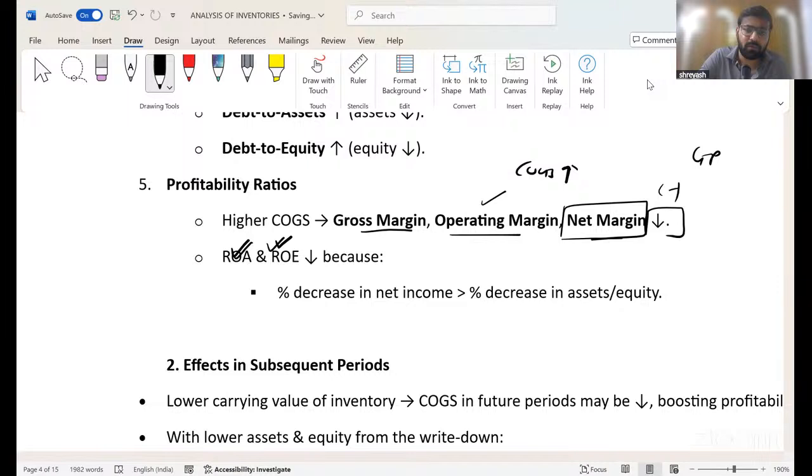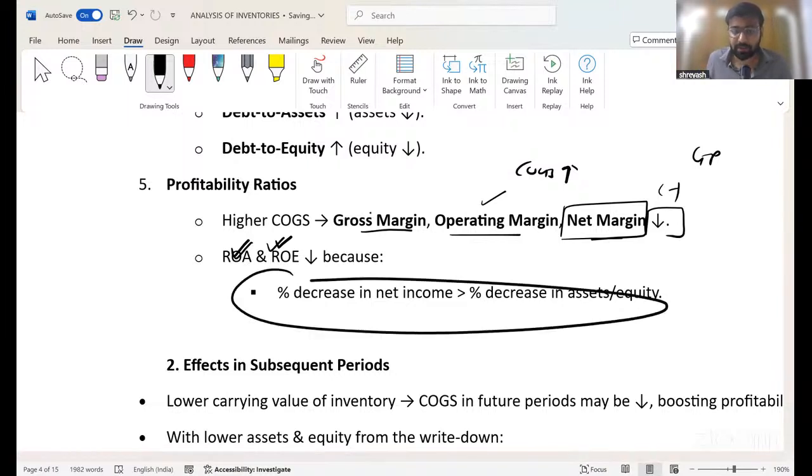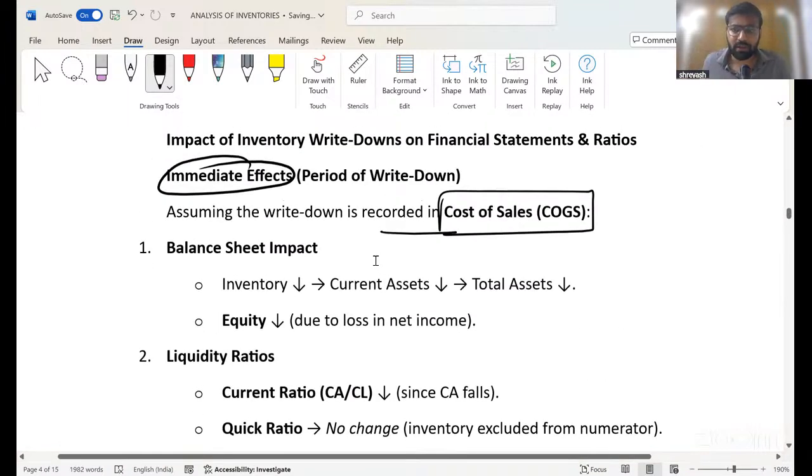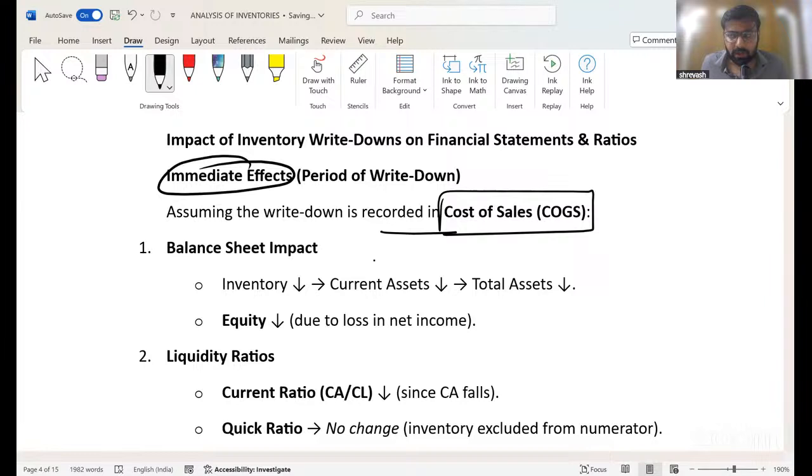Okay, sir, fair enough. What about the balance sheet? This last line that is left, I have not yet discussed that. I will discuss that. Don't worry. All right, sir. What will happen in terms of balance sheet? Sir, if there's a write down, the value of my inventory goes down. If my inventory goes down, current asset goes down. If current asset goes down, total asset goes down. Okay, that is what it is in terms of balance sheet. That assets will go down.